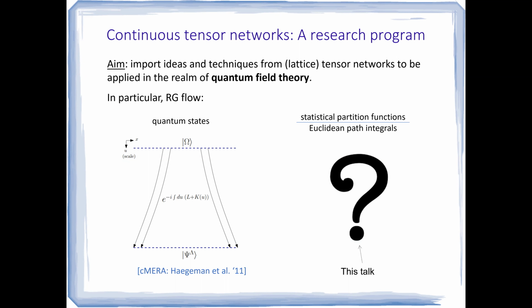So obviously, by my slide right now, you can guess that the purpose of this talk is to ask: if I am given a statistical partition function or a Euclidean path integral in the continuum, can I implement some kind of strategy similar to the one that exists on the lattice to provide an RG flow, a computational implementation of the RG flow? And the answer we give in this talk, and want to give, is yes.